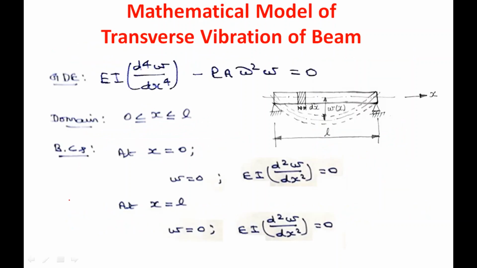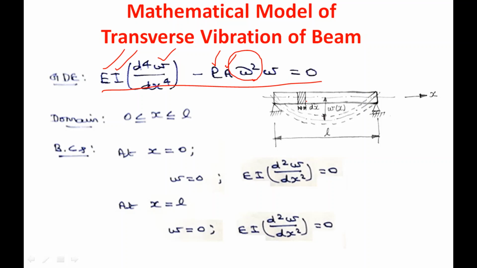In the mathematical model of transverse vibration of a beam problem, we derived this governing differential equation. It is a fourth order differential equation, and we are using the frequency domain for defining it. Here W is the transverse deflection of the beam, E is Young's modulus, I is the moment of inertia of area of cross section, rho is the mass density, and A is the area of cross section.